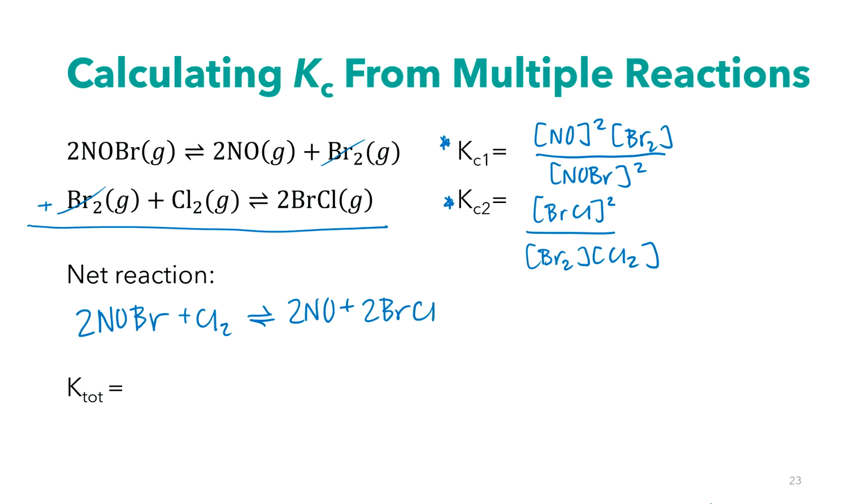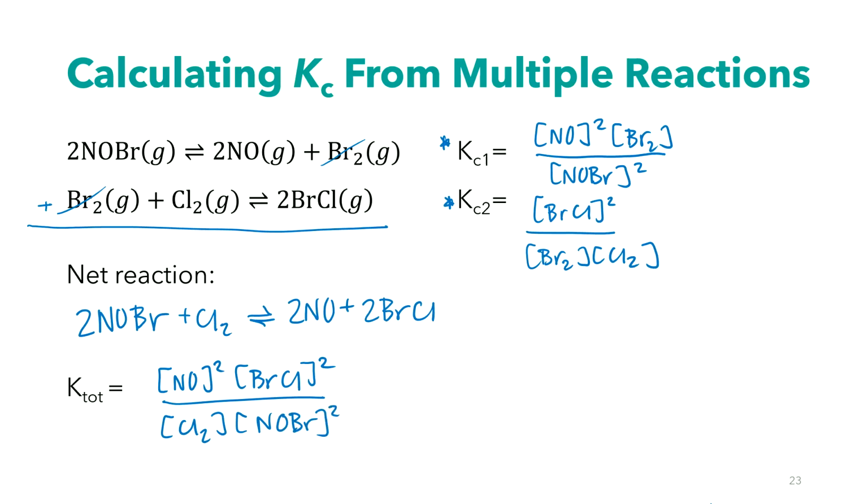All right, there's my net reaction. Okay, Br2 has dropped out. Okay, so I go to write K total for this reaction. I say, okay, I've got NO squared times BrCl squared divided by Cl2 times NOBr squared. And my challenge to you was to say, hey, how does K total relate to K1 and K2? Give me a thumbs up if you see the relationship.